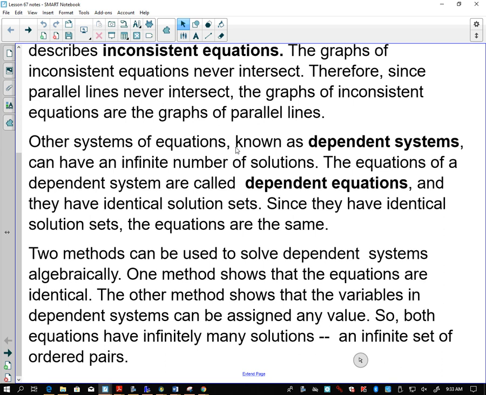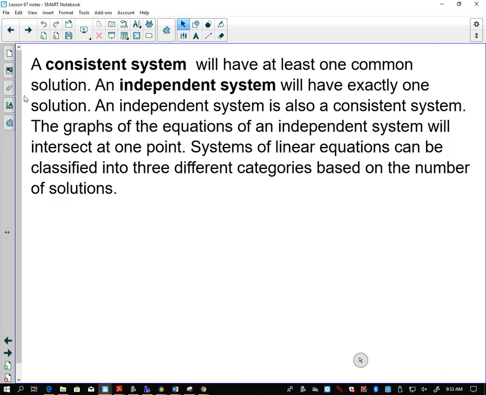Two methods can be used to solve dependent systems algebraically. One method shows that the equations are identical. The other method shows that the variables in dependent systems can be assigned any value. So both equations have infinitely many solutions and an infinite set of ordered pairs. Okay? And then we have something called a consistent system.